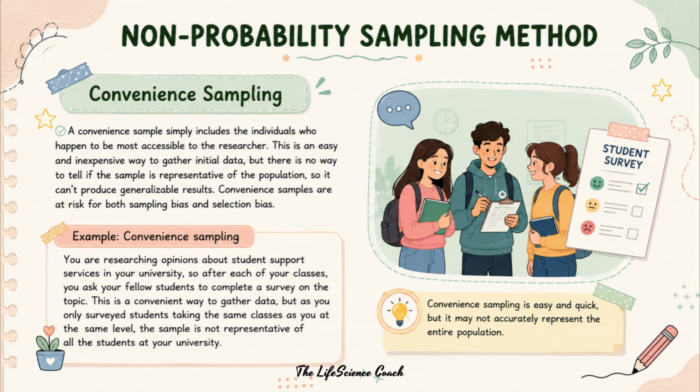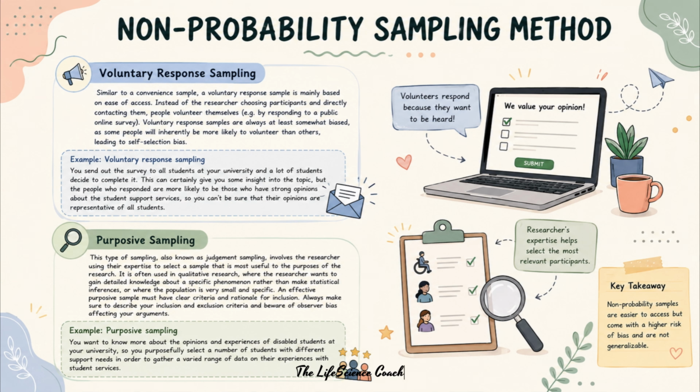Advantage: gives detailed and relevant information. Disadvantage: researcher bias may occur. Voluntary response sampling. Voluntary response sampling is a type of non-probability sampling where people choose to participate on their own. Features: participants volunteer themselves. Common in online surveys and public polls. Easy to conduct, can create self-selection bias.